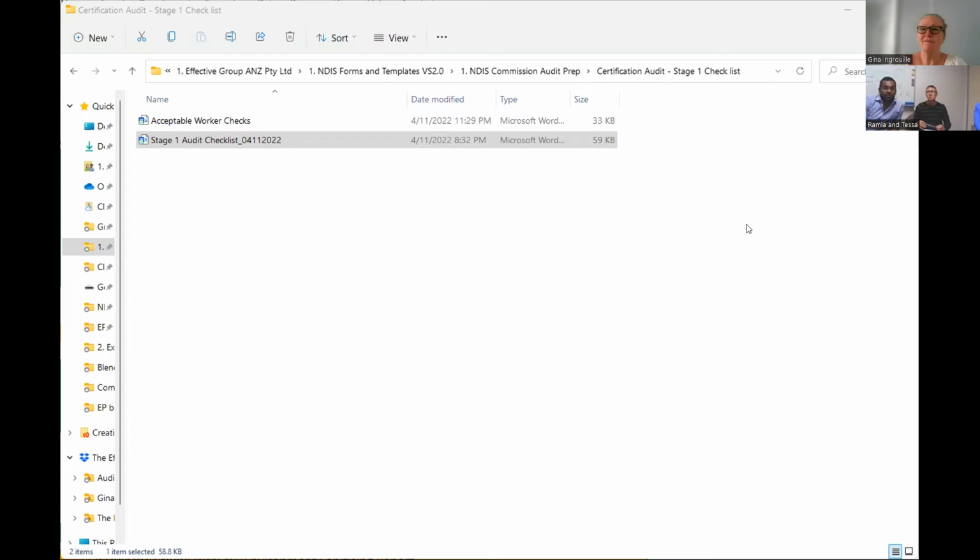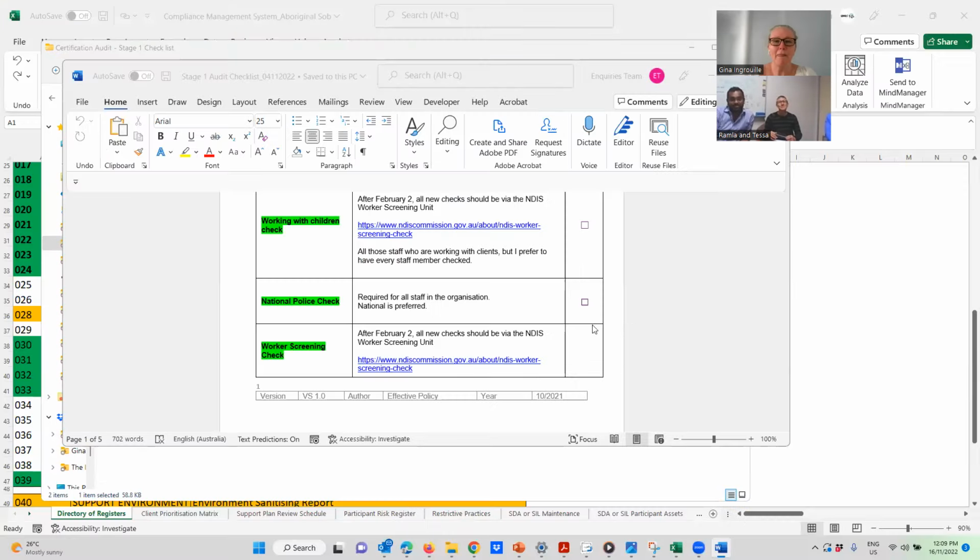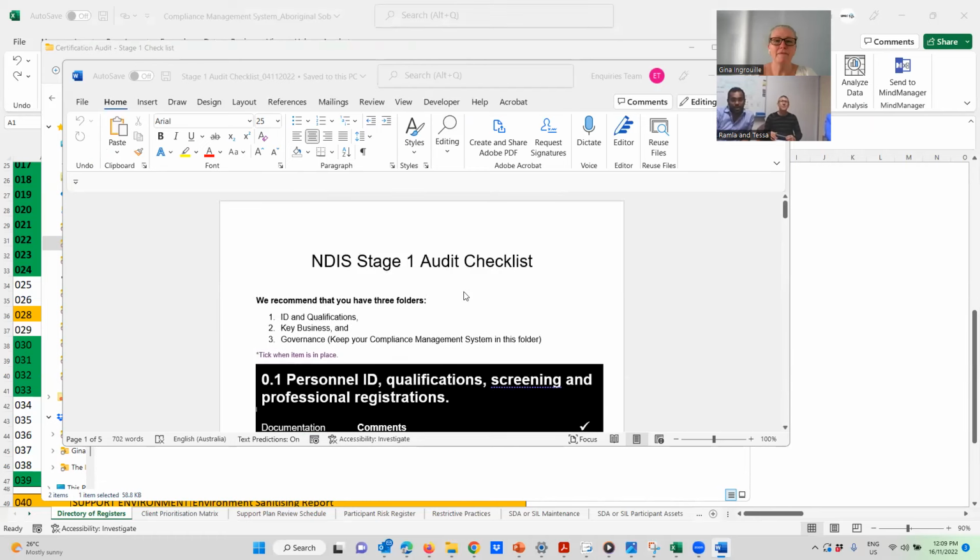Worker screening. Can't see the screen? You can't see my screen. Oh, it's because I've not shared the entire screen, like a silly Billy. Now you can? Yeah. Oh, yeah. Sorry about that.